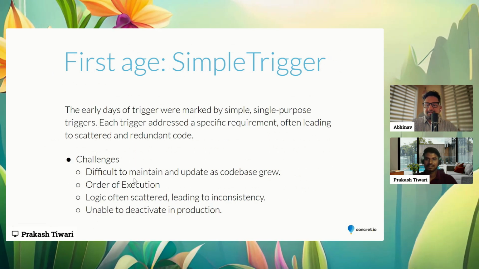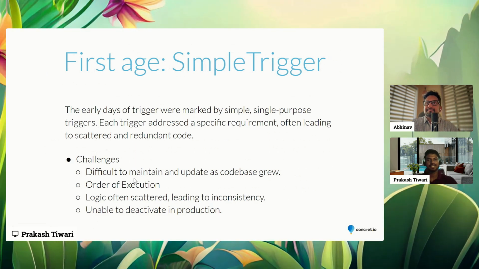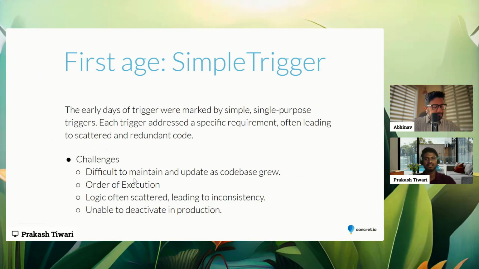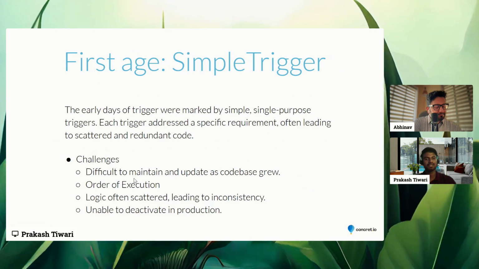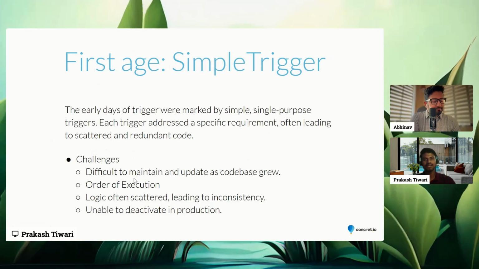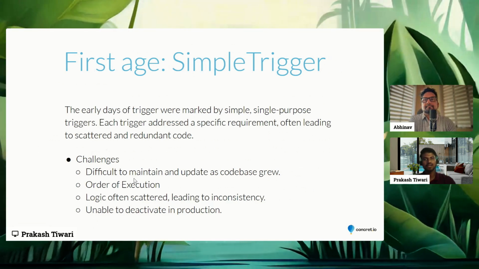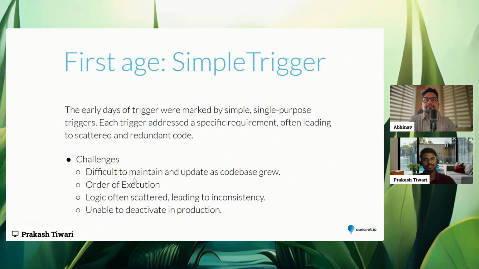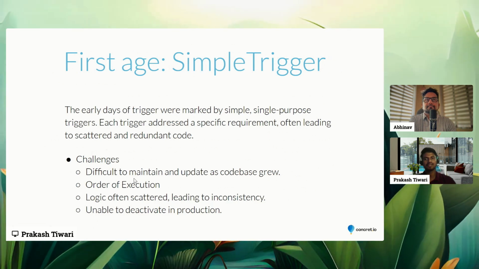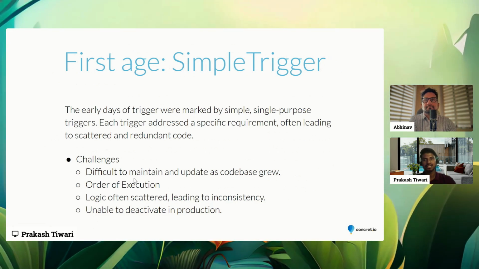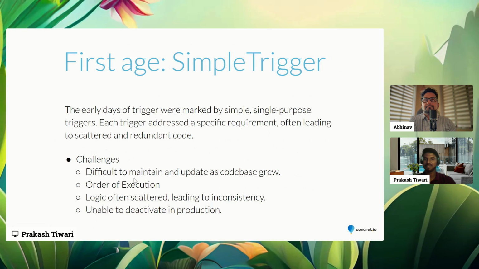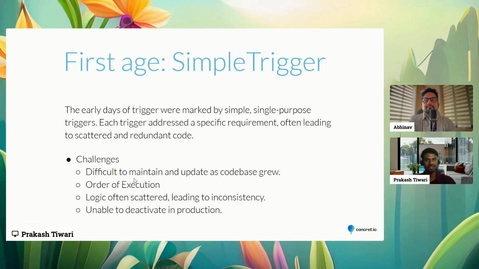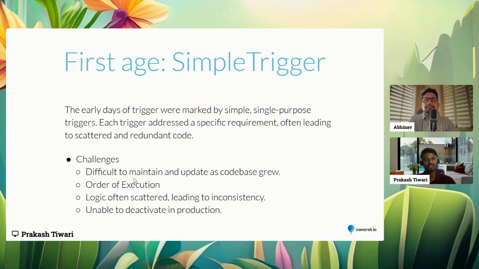Please go ahead. Yeah, with the slides. So the first is, as we mentioned, the simple Apex trigger, and we know how capable an Apex trigger is when we use it in a correct way. It simplifies lots of things, but it creates a lot of headaches when we implement the Apex trigger incorrectly. So the early days of triggers were marked by simple, single purpose triggers. Each trigger addressed a specific requirement, often leading to scattered and redundant code.